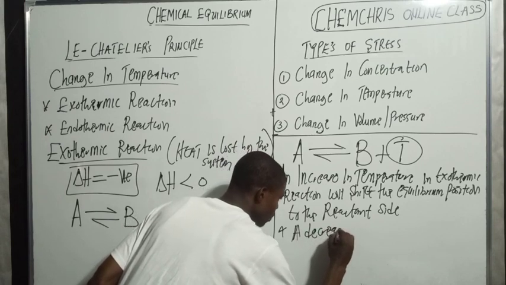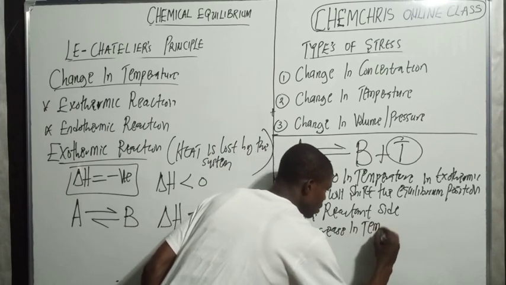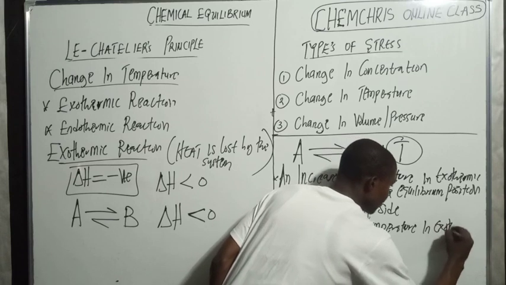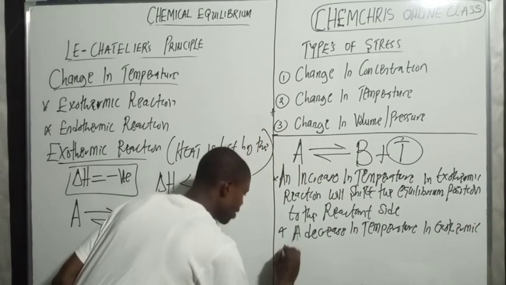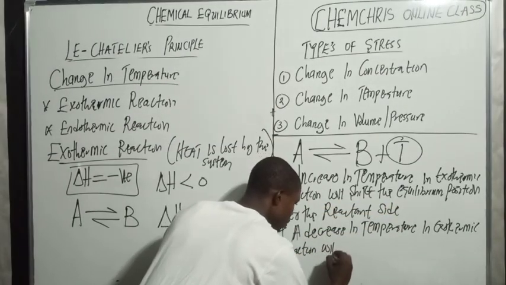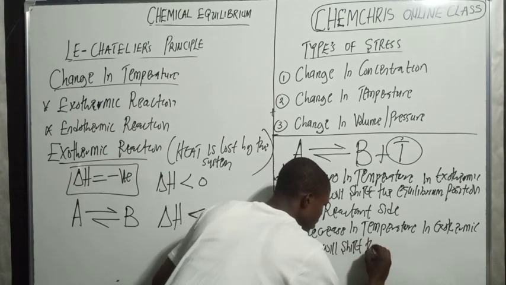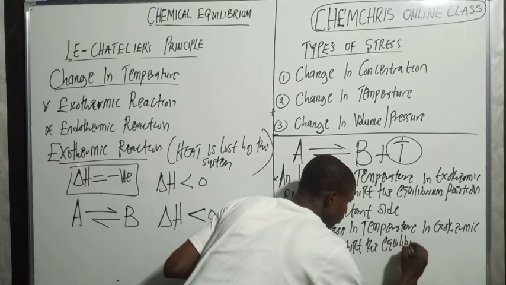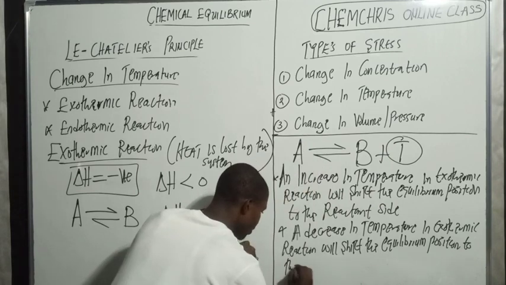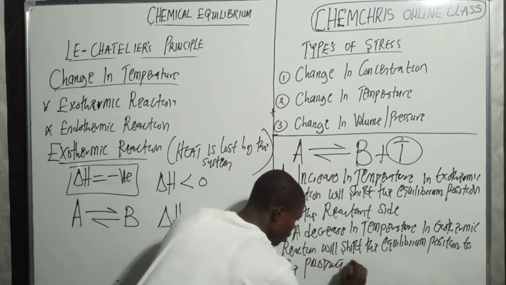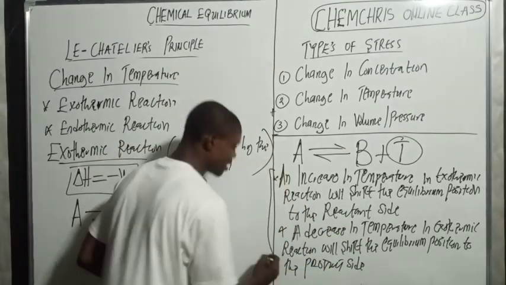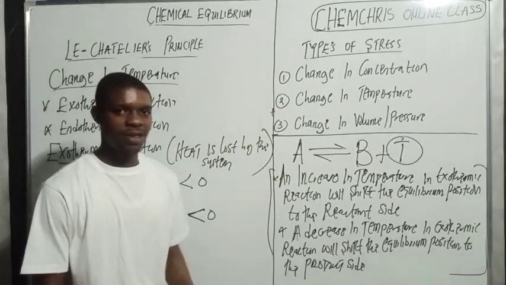So you can write: a decrease in temperature in exothermic reaction, we shift the equilibrium position to the product side. Do you understand? That is it. So there are things you need to take down inside your note. It's very, very important.